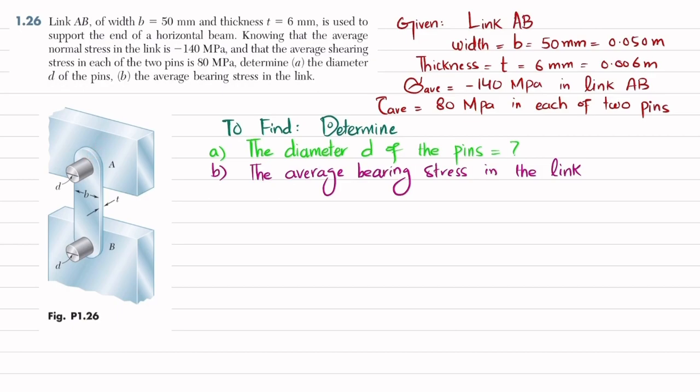So let's start with the solution. As we have discussed, this link AB is in compression, so this will be P. Due to stress, this will be the P. So this link AB is in compression.